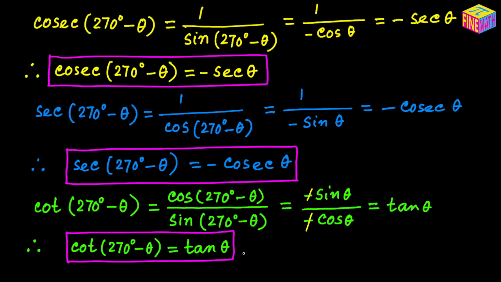So we have completed the derivation of all of the trigonometric ratios for the angle 270 degree minus theta in terms of the trigonometric ratios of the acute angle theta. I hope everything made sense.